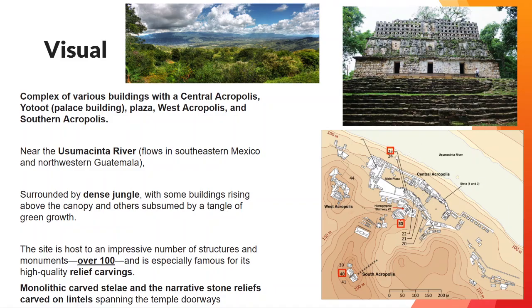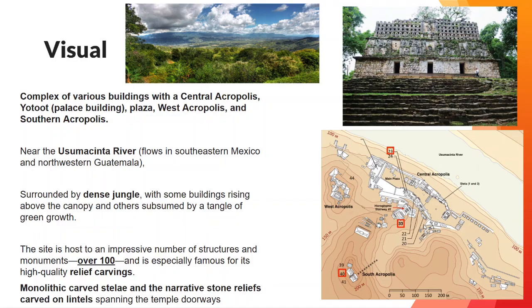The pronunciation, I'm not going to try. But this is a major river that helps build the city, agriculture, resources, etc. We've talked about the importance of rivers next to cities. It is surrounded by dense jungle that helps with maintaining safety, militarism, etc. Lots and lots of buildings. So over 100 structures and monuments, and what it's really known for are those relief carvings.